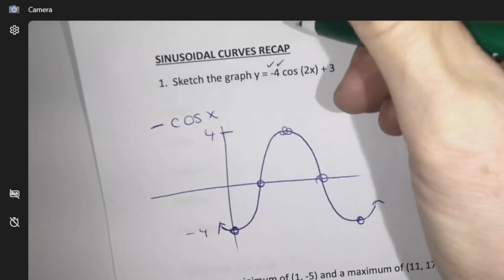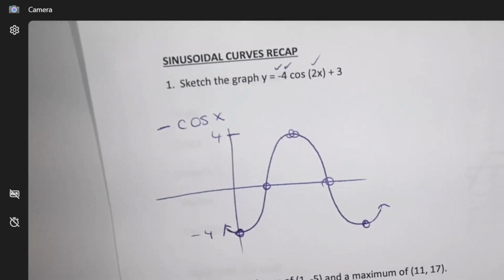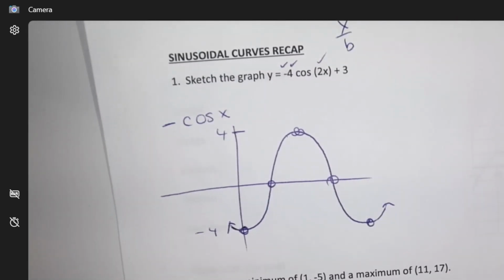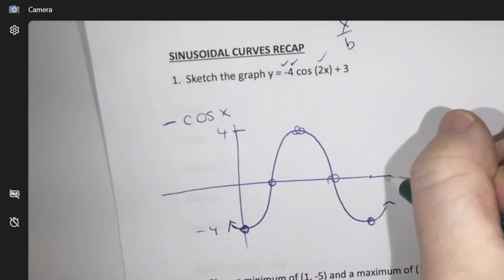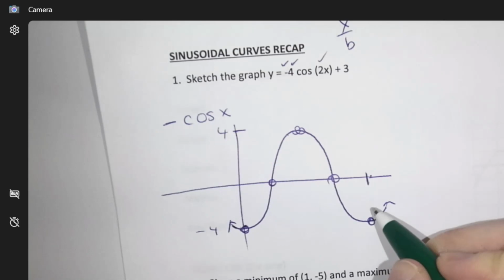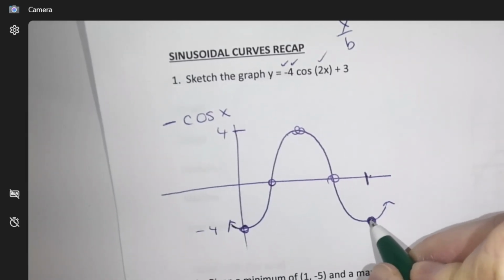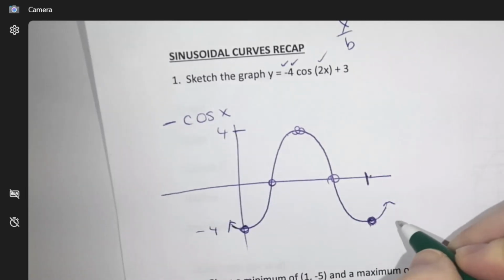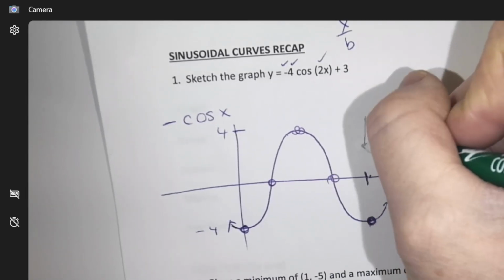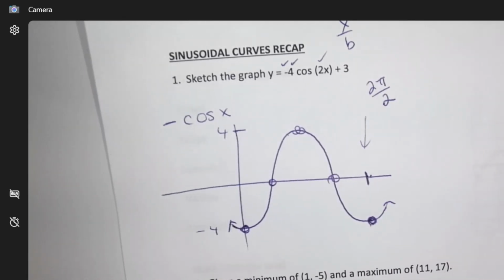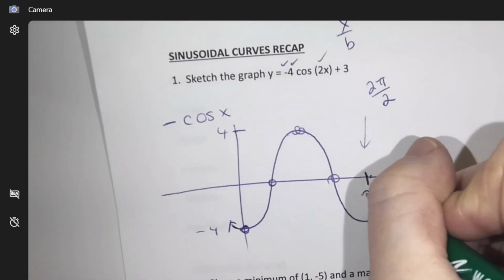And now I'm going to do the b. So what do we do with b's? We usually do that kind of thing with a b, right? X values divided by b. On this curve, this would be the end of the cycle right there. This completes the one cycle. So this is normally 2 pi, but I'm going to divide it by 2. So now the x value there is pi.